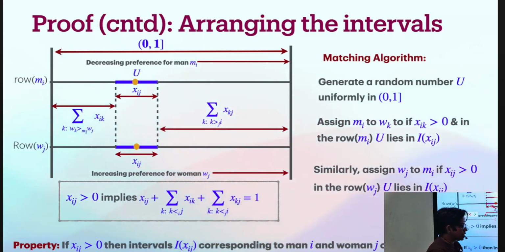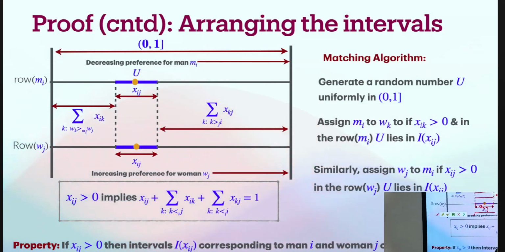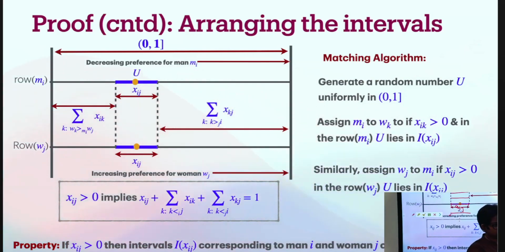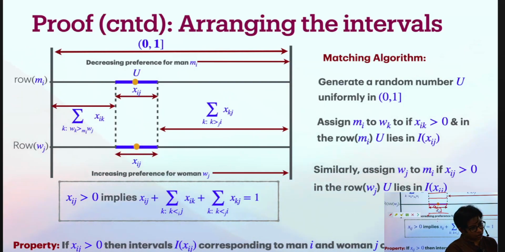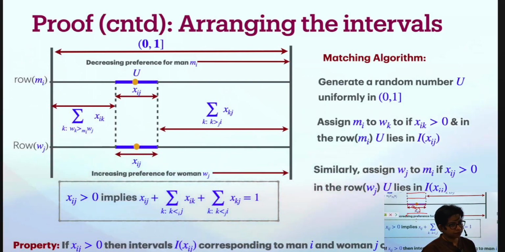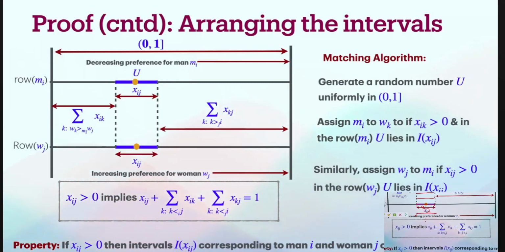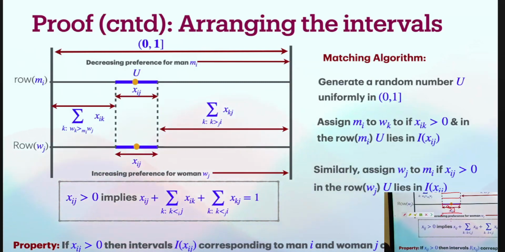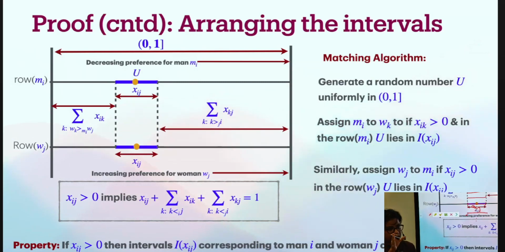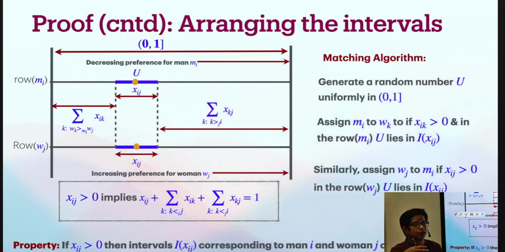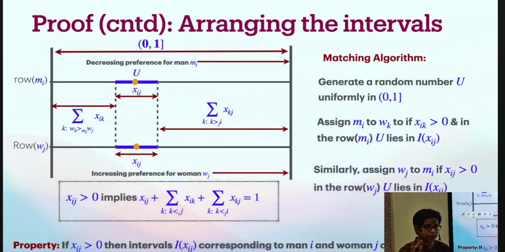Why can't I have a situation where one man gets assigned to 2 women, or 2 women get assigned to 1 man, or any of these conditions? Well, because U only falls in one interval. Exactly, it's one point and it falls in exactly one segment in every row, right. So, that at least tells us that this type of assignment is a matching in this sort of sense. Okay.